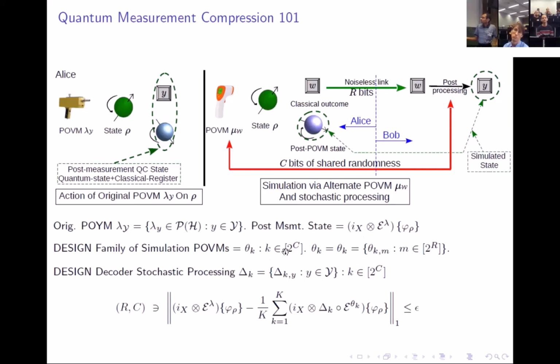Now, what I'm trying to do is take C bits of randomness and choose an alternate POVM. That's my theta. And I'm going to do some stochastic processing, indexed by this K, which is a common randomness. If I mix these different states, and if I can get to the original within an epsilon, then I've essentially simulated the post measurement state. Hence I only need to communicate R bits to the decoder. So R is the information contained in the outcome of the measurement, and the extra C is just completely random. That's the formulation.